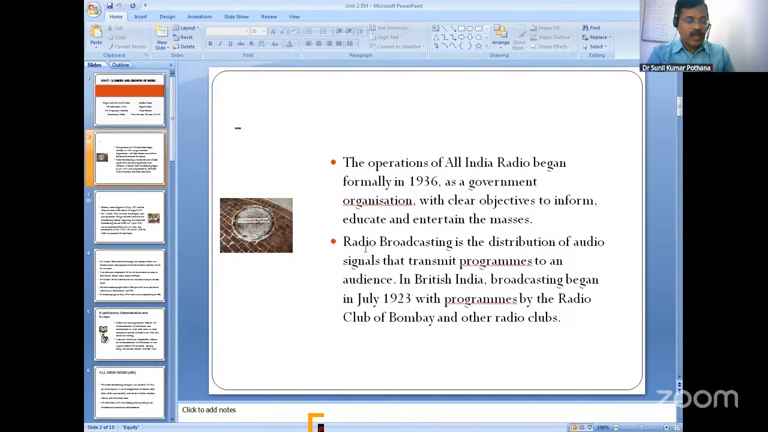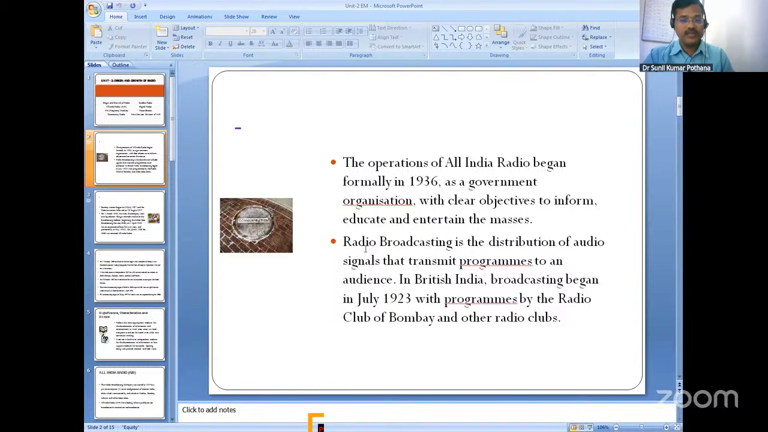Coming to All India Radio, it began in 1936 as a government organization under the British government, with the clear objectives to inform, educate, and entertain the masses. Now coming to radio broadcasting: radio broadcasting is the distribution of audio signals that transmit programs to an audience.